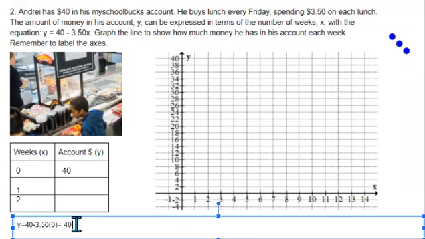Okay, next I'm going to substitute in the 1, so I have y equals 40 minus 3.50 times 1.